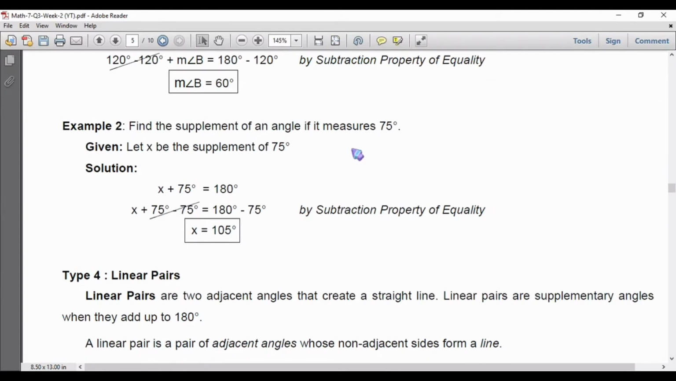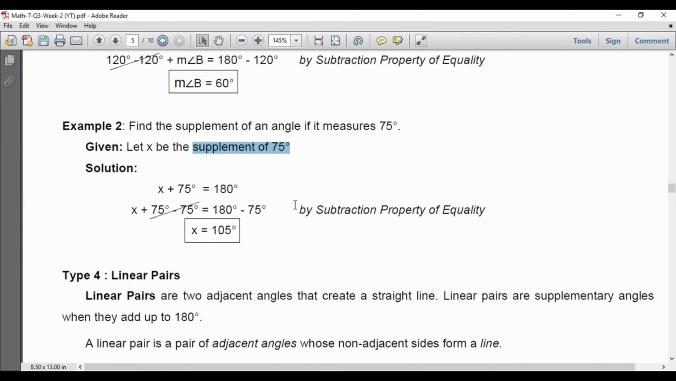Another one. Find the supplement of an angle if it measures 75 degrees. So let X be the supplement of 75 degrees. Again, alam na natin ito. Kung 75 ang supplement angle, ano yung ka-supplement niya? Yung other angle. Okay? So again, X plus 75 degrees equals 180 degrees. By applying properties of equality, you will arrive at X equals 105 degrees.